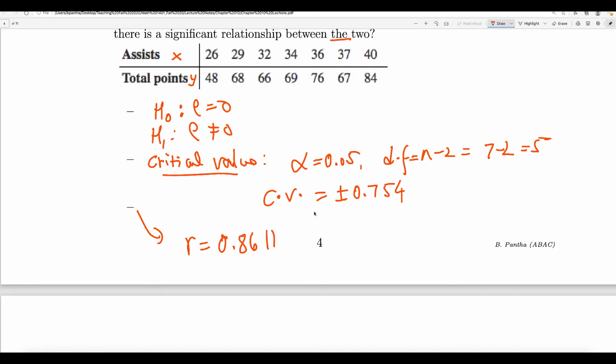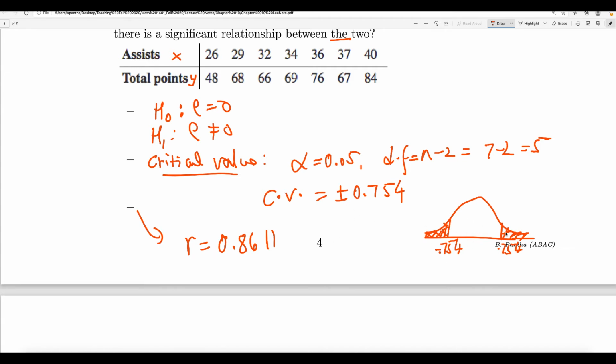Now what does it say? The critical values are negative 0.754 and positive 0.754, right? Actually, we use the t-test for this, but if you use table I, then it is even shorter. You don't have to even use the t-test here. If your sample correlation coefficient r falls in the shaded region, meaning greater than the positive critical value or less than the negative of the critical value, although the table gives you positive, we take both positive and negative to draw that.